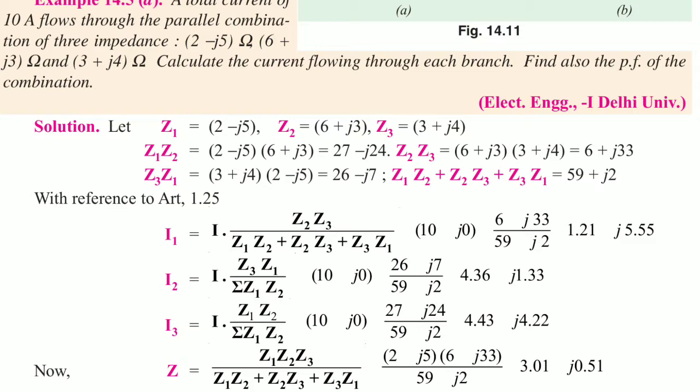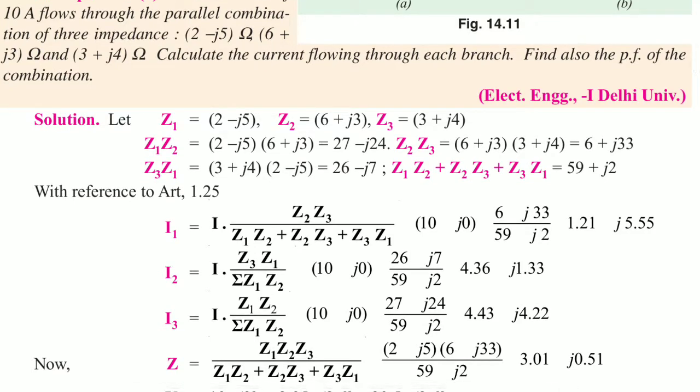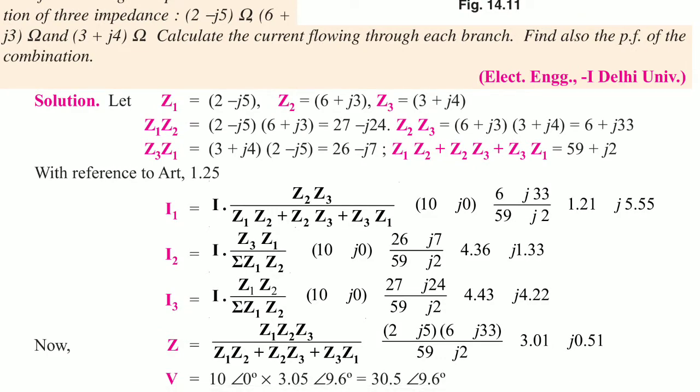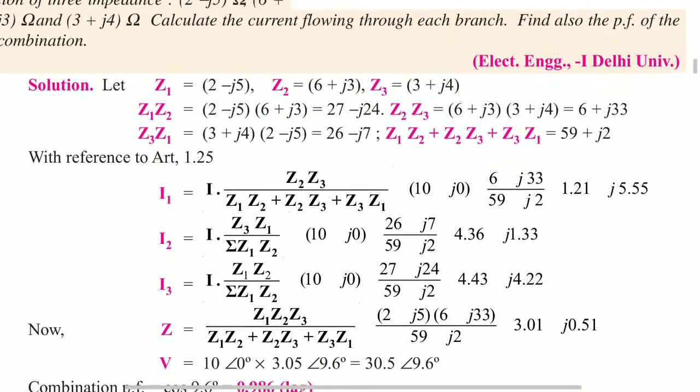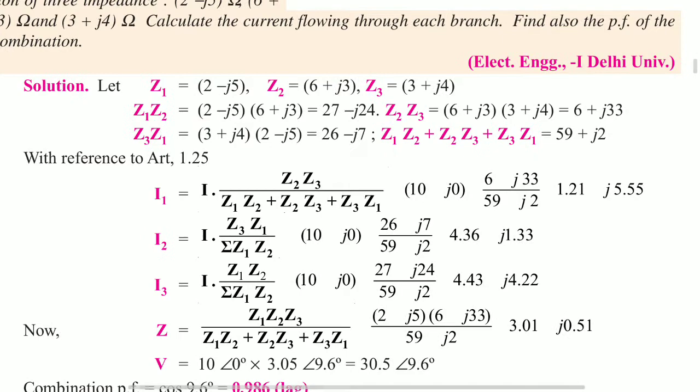Z3 into Z1 is equal to 3 plus J4, that is nothing but 2 minus J5, that is equal to 26 minus J7. Z1 into Z2 plus Z2 into Z3 plus Z3 into Z1 is equal to 59 plus J2. So now I1 is equal to this equation.